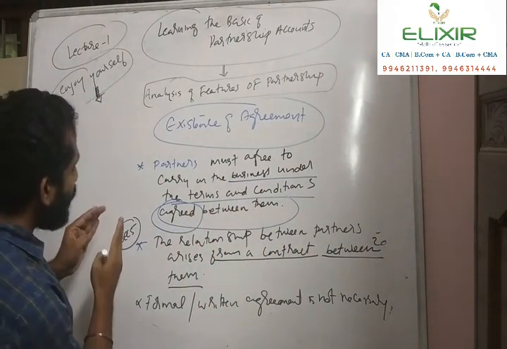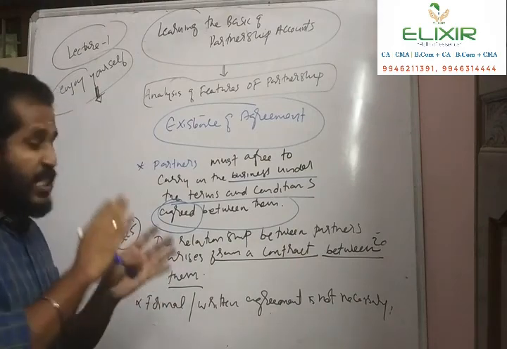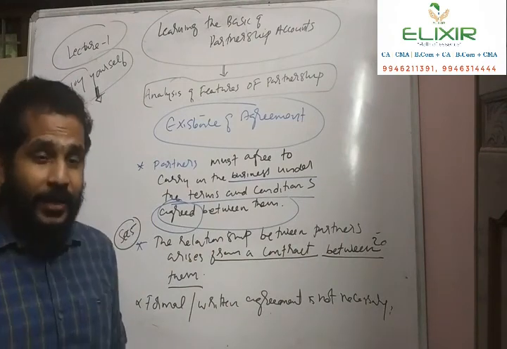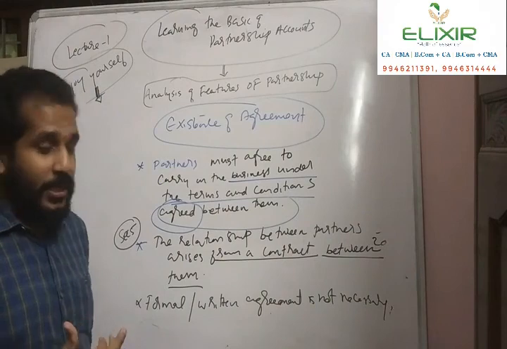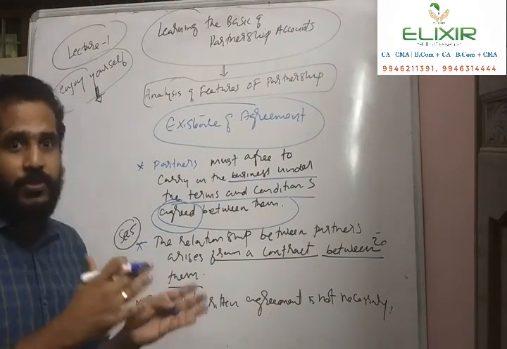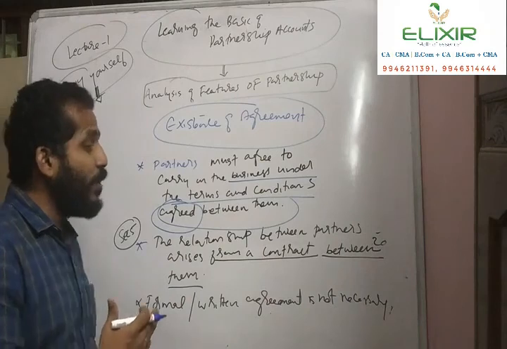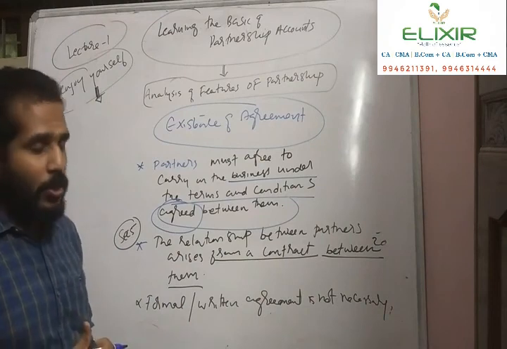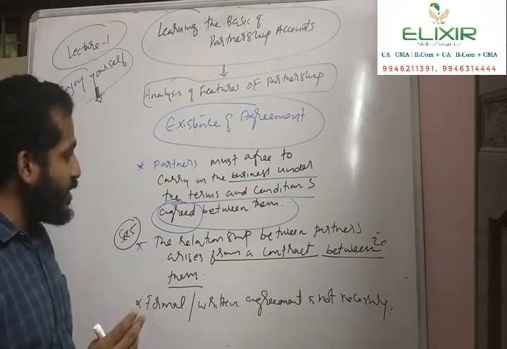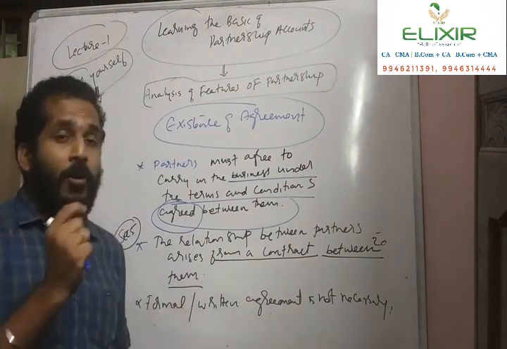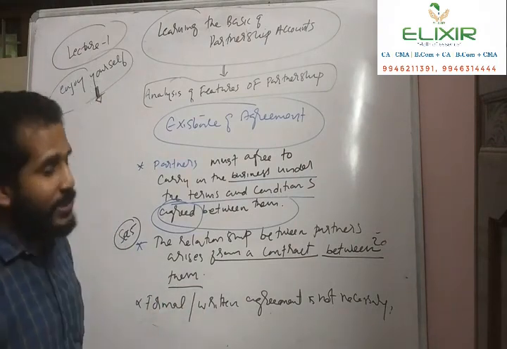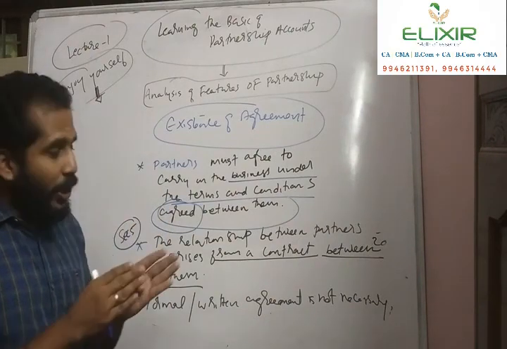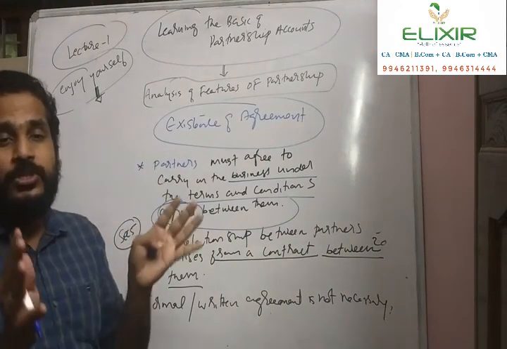Again, Section 5 of the Partnership Act specifies that the relationship between partners arises from a contract. That relationship, from the definition part, the relation of persons, arises from a contract between the persons who constitute the partnership together. So what does section 5 specify? The relationship of partners arises from a contract between them, which means that there must exist an agreement between the partners. Only through an agreement is the relationship constituted.